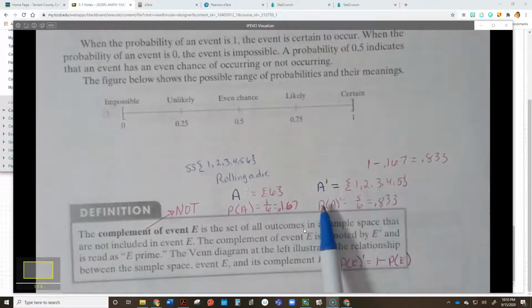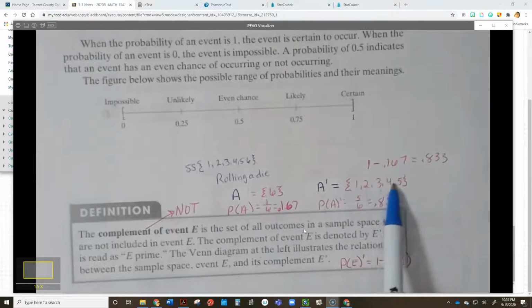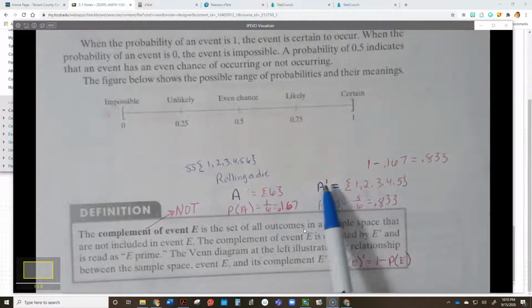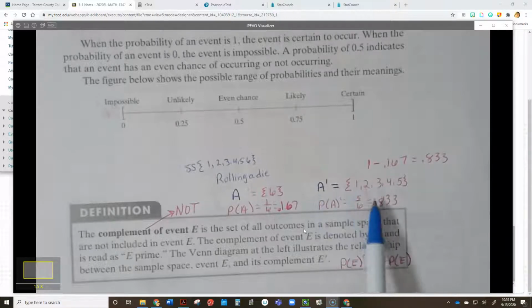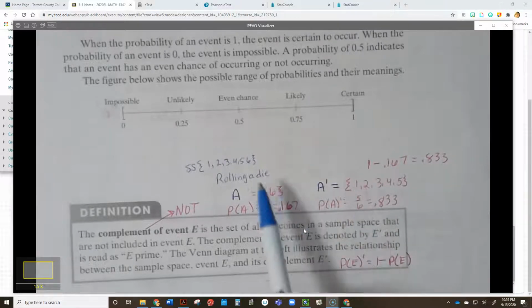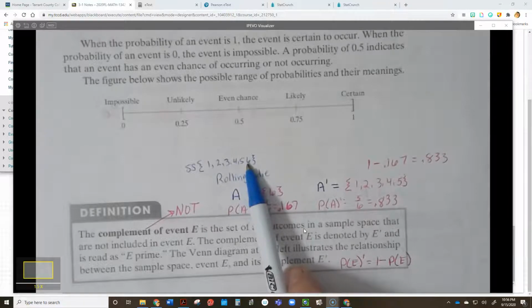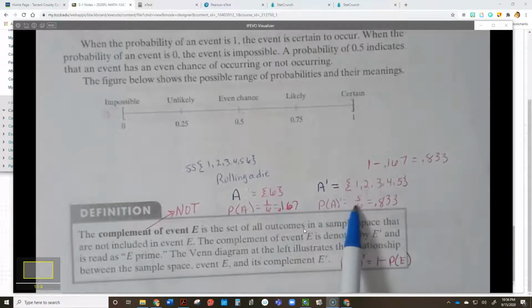So if you wanted to find the probability of the complement of event A, you would say, well, there are 5 outcomes in the complement of event A out of a total number of 6 outcomes in the sample space. So 5 out of 6 is 0.833.